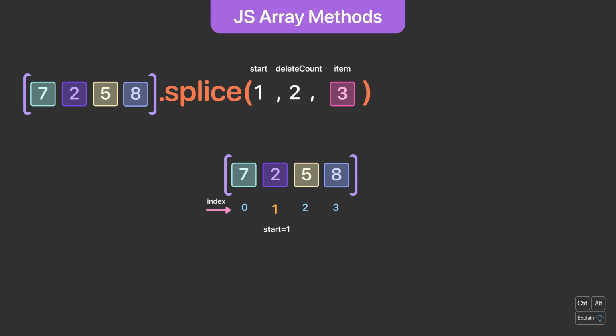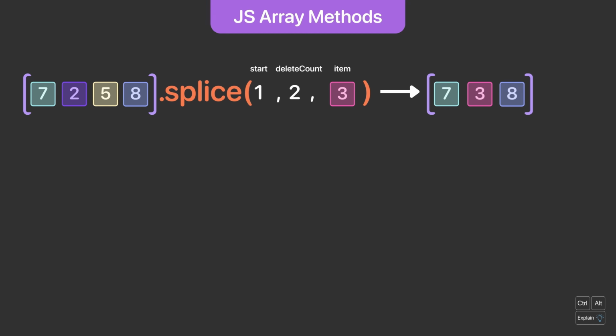That means the operation begins at index 1, which is the value 2. The second argument, delete count, is 2. So JavaScript removes 2 elements starting from index 1, in this case 2 and 5. The third argument is 3, which is the item we want to insert. JavaScript inserts this value exactly at the start position, index 1. So the final result becomes 7, 3, 8.